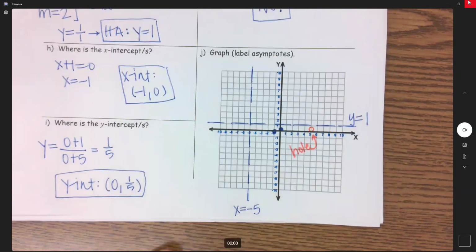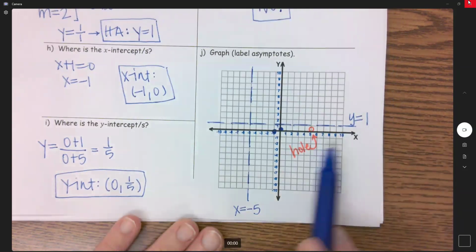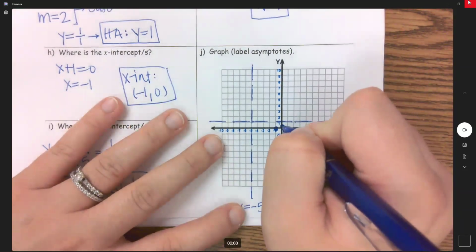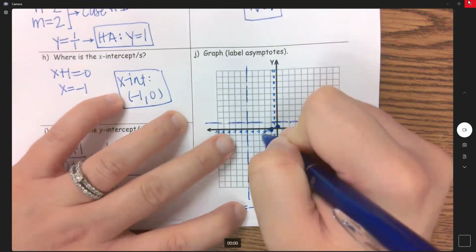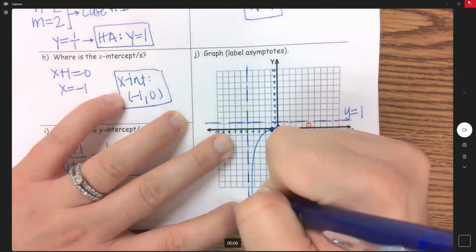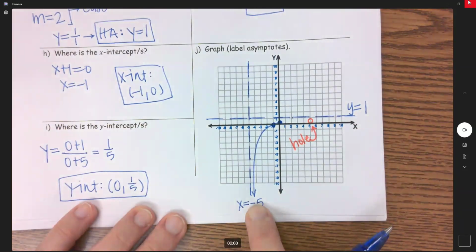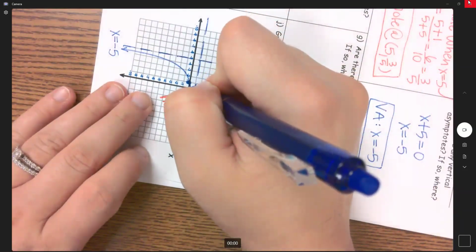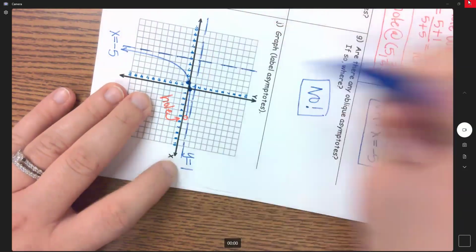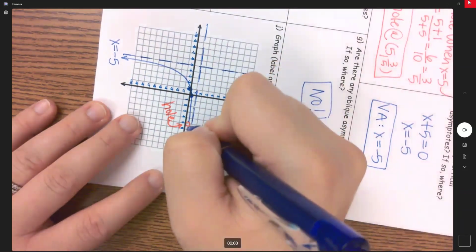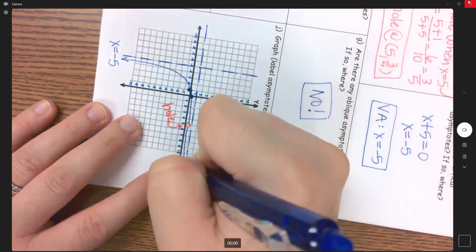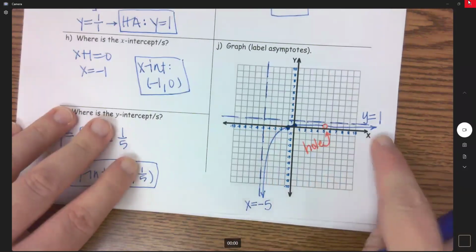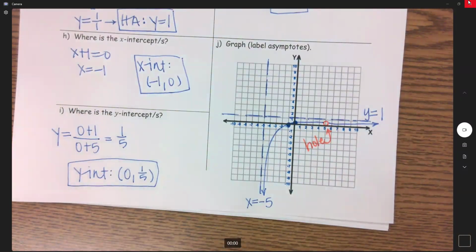So now let's graph it. Well, I can see how this section down here is going to look. I know these are going to connect. They're going to get closer and closer to that vertical asymptote. And then it's going to come over here and connect to that hole, but not go through it, go around it. And it's going to get closer and closer to this horizontal asymptote.